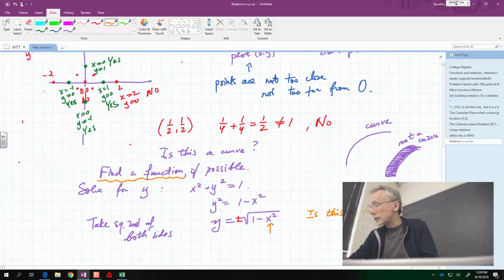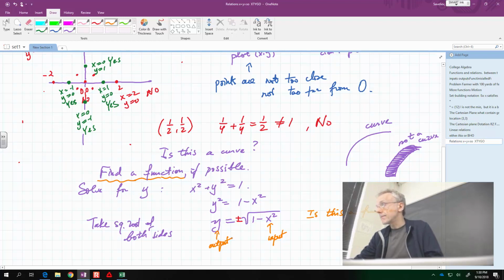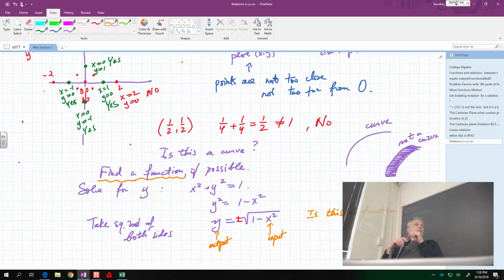So x is the input and y is the output. Yep. To what question? Is it a function? Yeah. It is. Is it? I think it is. Well, why do you think it is? Because it's got an input and output. It does, but what does plus or minus do? Does it worry you at all?